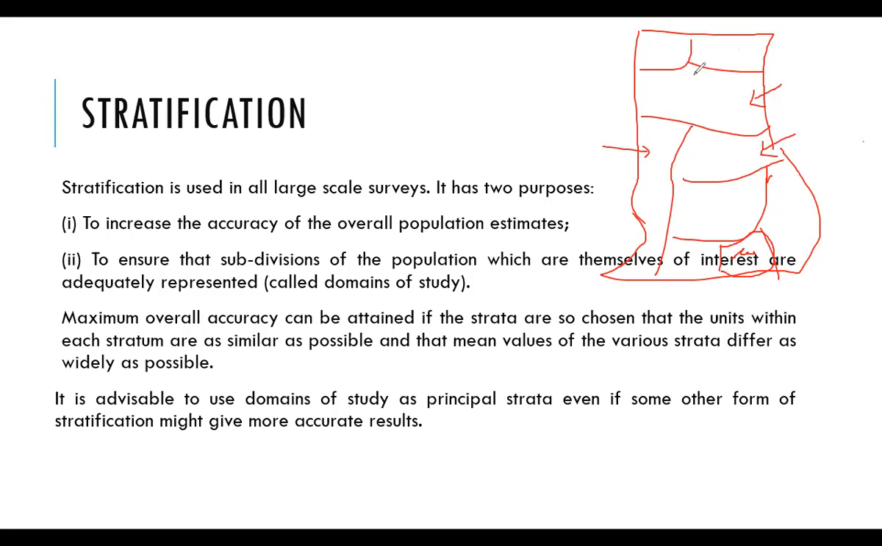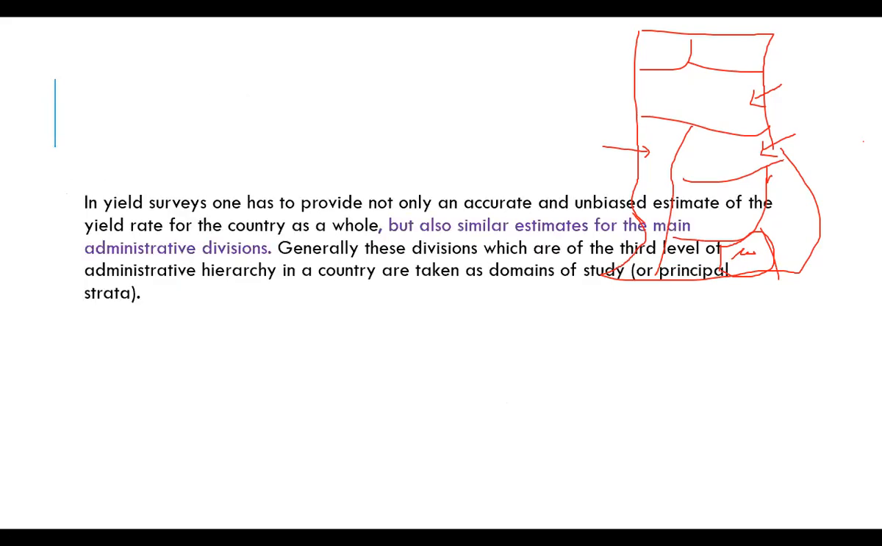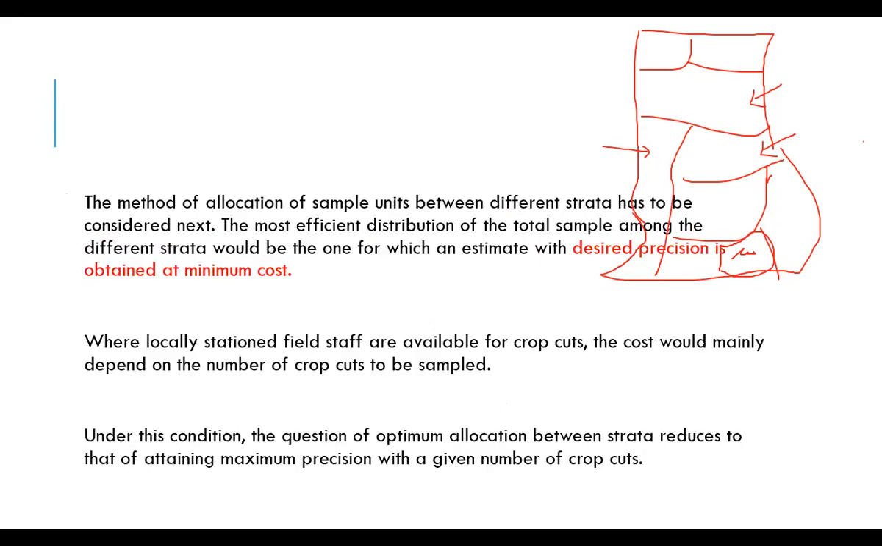Now moving on, it says it is advisable to use domains of study as principal strata. That is what we've just explained. So that might be on the regional level or on district levels. It says in yield surveys, one has to provide not only an accurate and unbiased estimate of the yield rate for the country as a whole, but also similar estimates for the main administrative divisions. This is a point we need to understand.